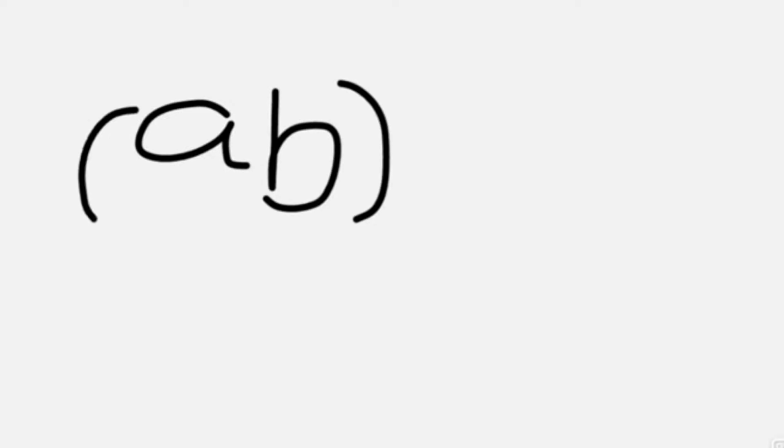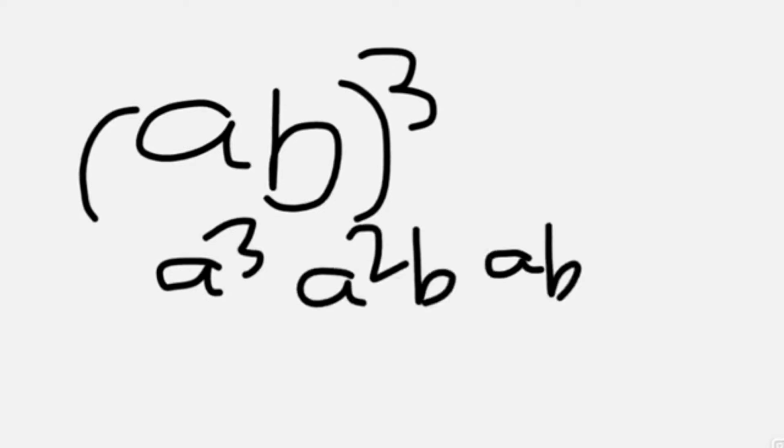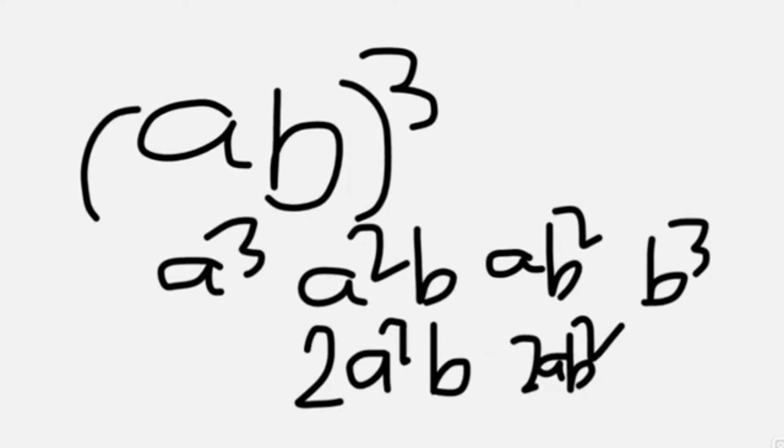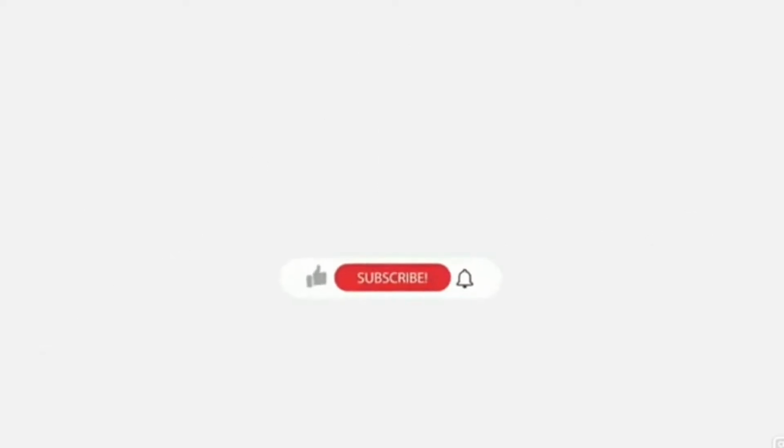We have a basic step to remember. Suppose you want to cube a number like this, (a b) cube. The basic step is a cube, a square b, a b square, and b cube. Next, you have to double the middle part: 2 a square b and 2 a b square. So for a number (a b) cube, you write a cube, a square b, a b square, b cube, and after this step you double the middle part. Let's take an example to get clarity about this.